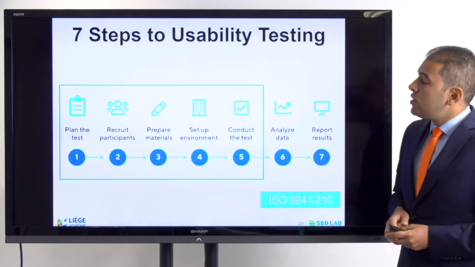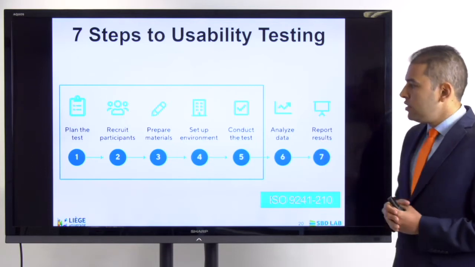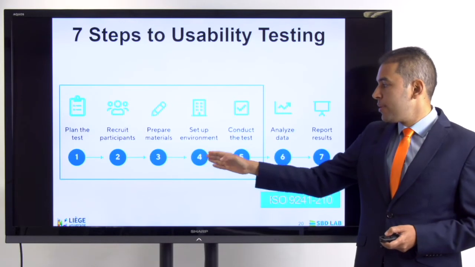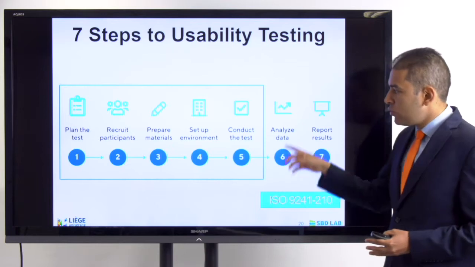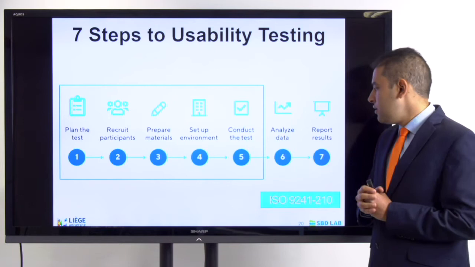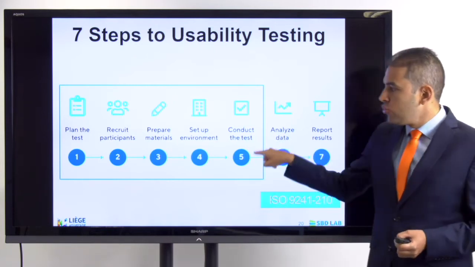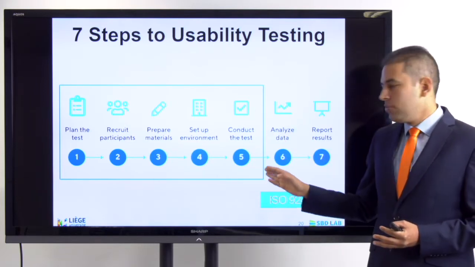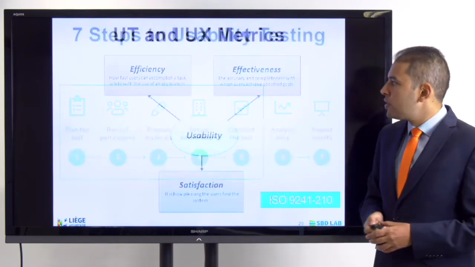Following up on the ISO standard, we can see that it talks about the steps of usability testing that you need to take. First of all, you need to plan the tests, recruit the participants, prepare materials, set up the environment, and then conduct your test. This could all be done within the testing environment. And finally, outside this environment, you can start analyzing the data and report your results. Definitely, you can iterate several times, as I mentioned earlier, but once you are done with usability testing, you can start the analysis.